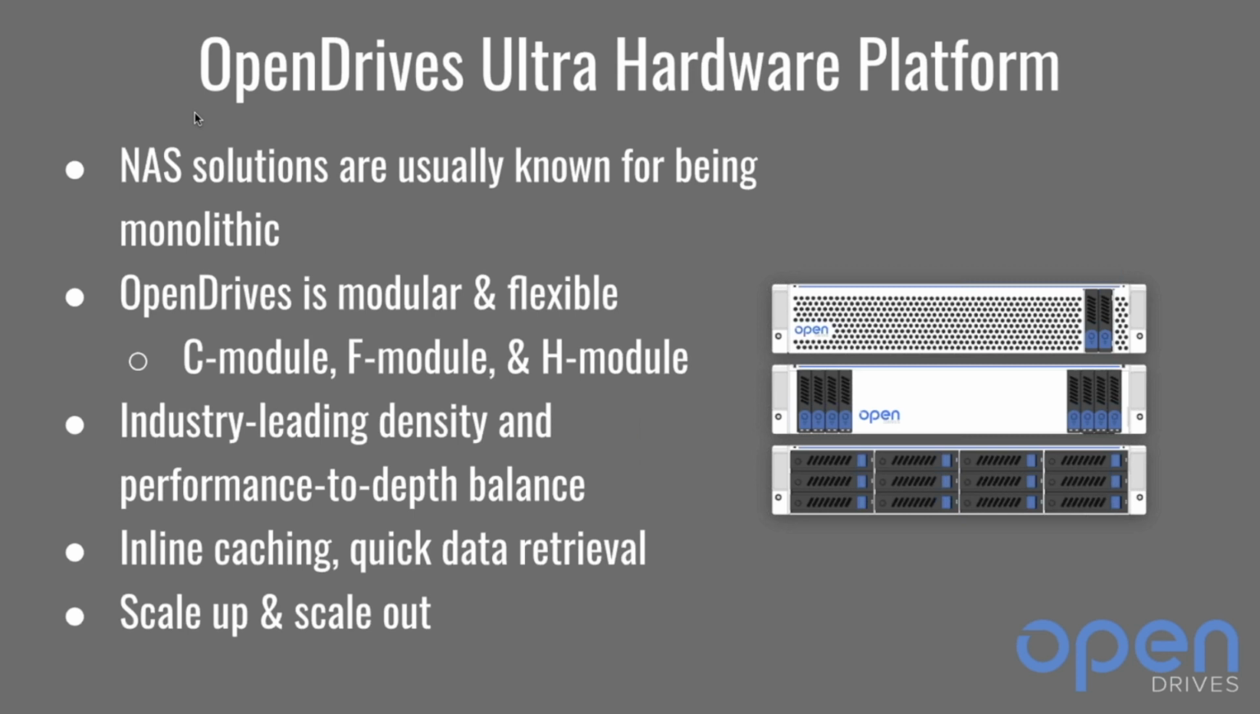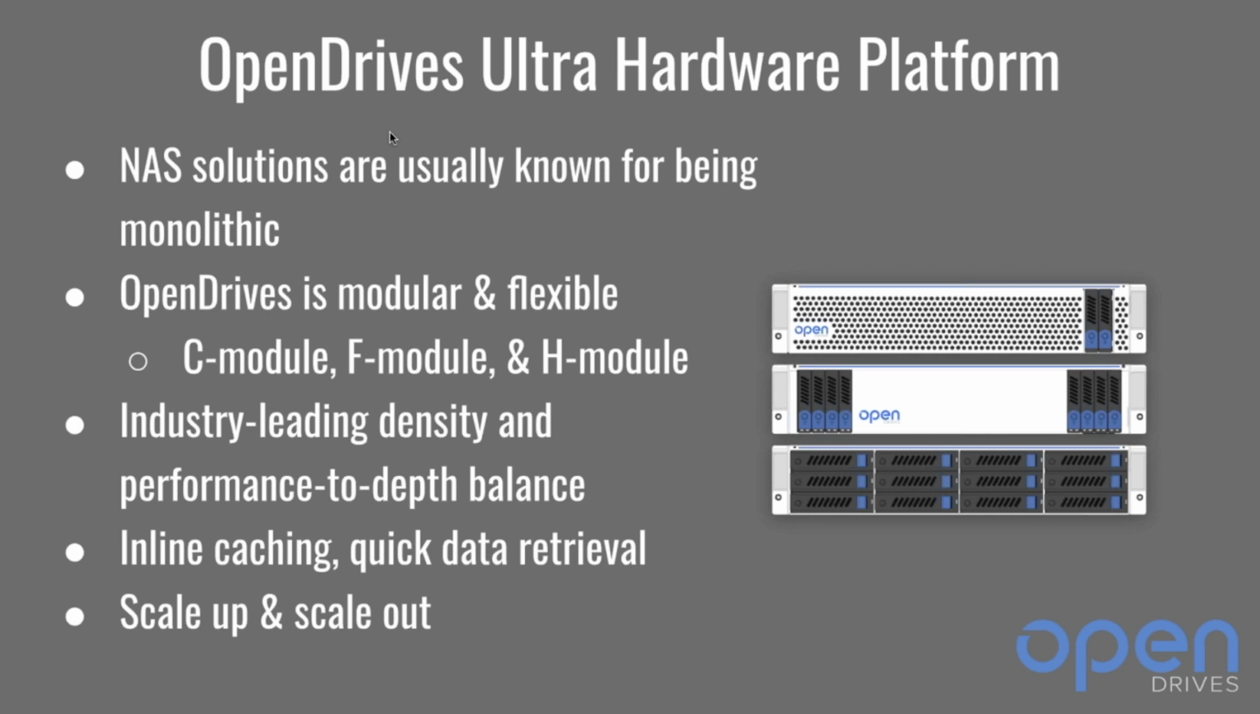What you see here is our modular system. In 2020 we went to a modular system from the monolithic system before. NAS solutions are usually known for being monolithic, and with our modular design, we achieve the possibility to have HA systems and also to not just scale up, but also scale out. We have three modules: the C module, F module, and H module. C stands for compute module. The F module is our flash module, NVMe based, and the H module is the HDD or spinning disk module.